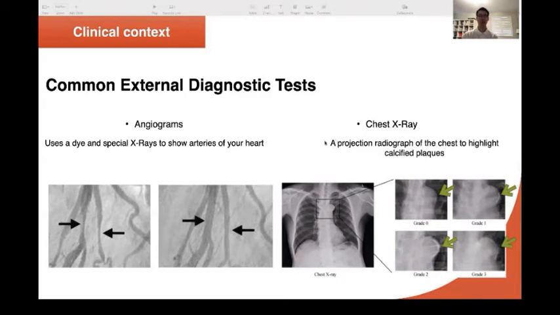Chest x-rays are also used, which use a projection radiograph of the chest to highlight calcified plaques. However, it only is used for a specific type of plaque, which makes it a bit limited and still just gives a general overview. However, in situations when there's a need for more detailed and quantified measurements of the plaques, these external diagnostic tests would not work.